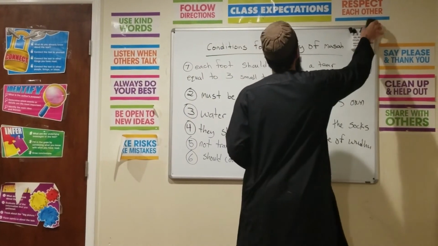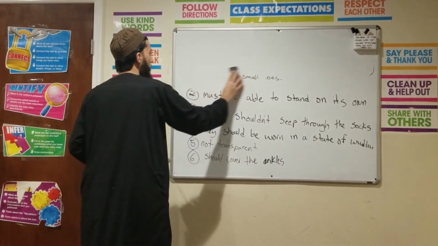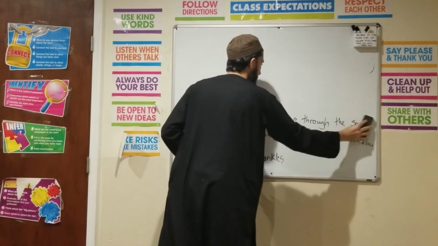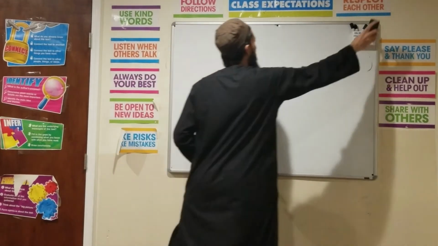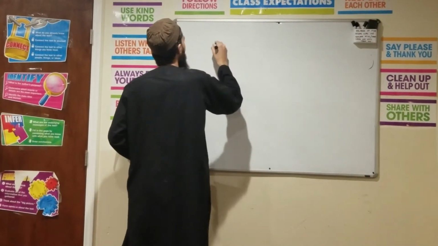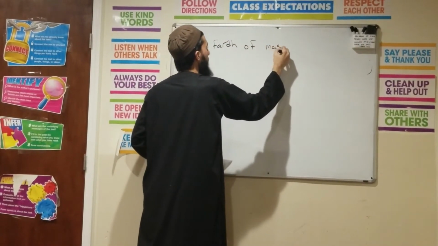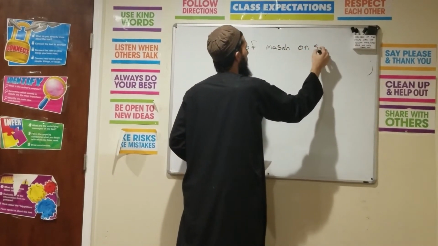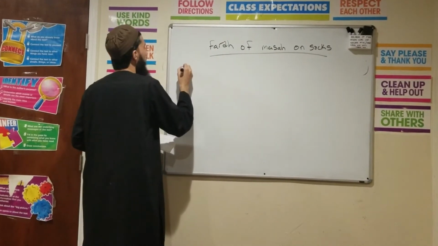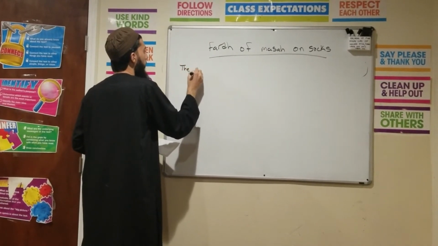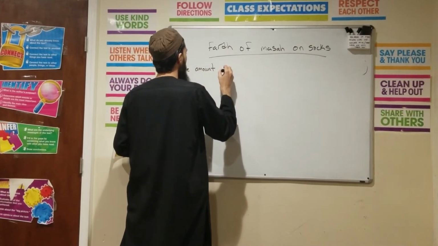Okay, so what's the fard amount in Masah on socks? Without it, it won't be considered as actual Masah on socks. This is also straightforward. So the fard of Masah on socks is the amount of 3 fingers, which should be passed over on top of each foot.